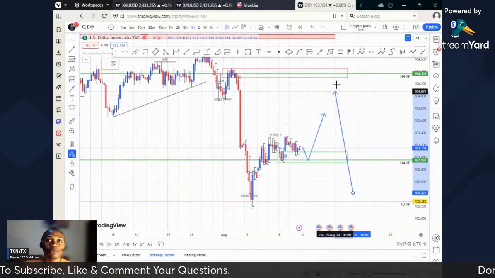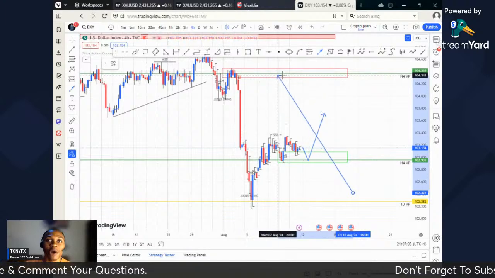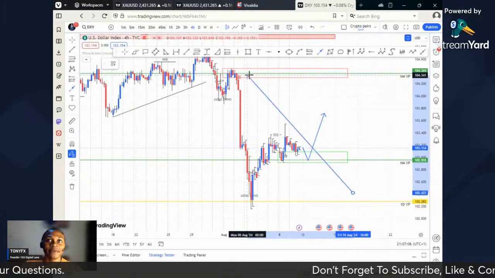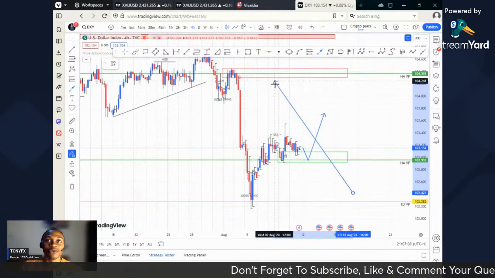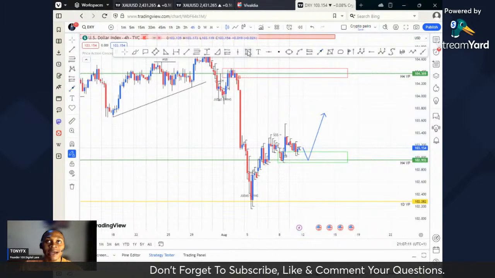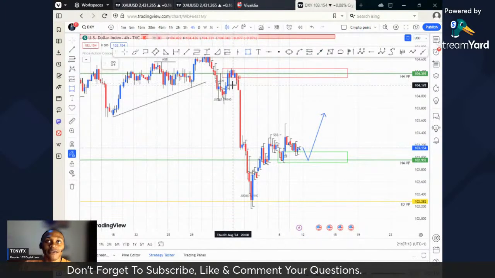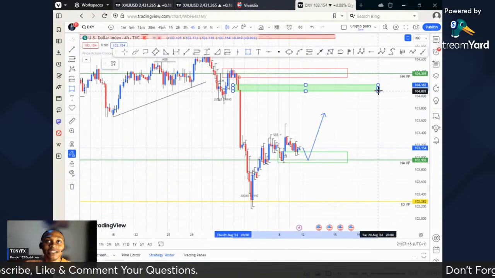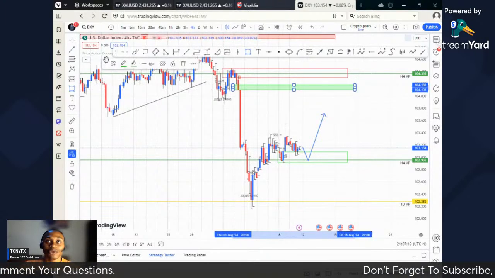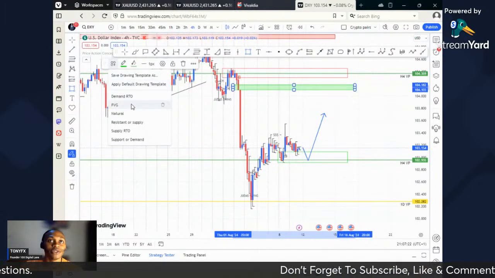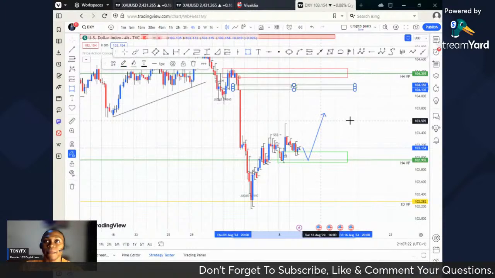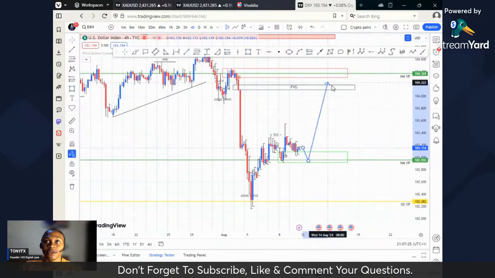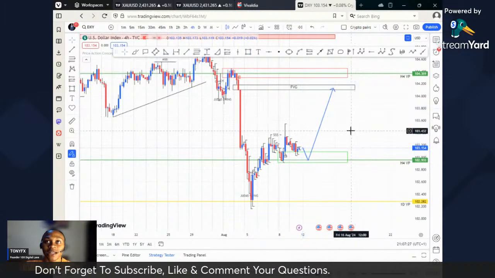This is where we have our supply zone. We see a supply zone over here, and also a fair value gap over here. So the market could likely head towards this fair value gap for DXY. This is why I see the market could likely get to this fair value gap for DXY.